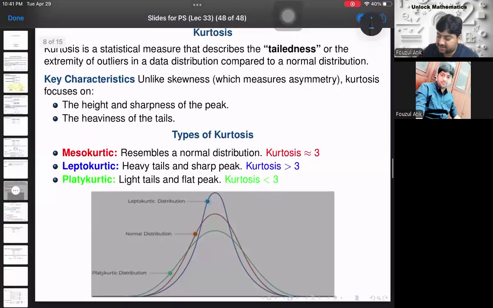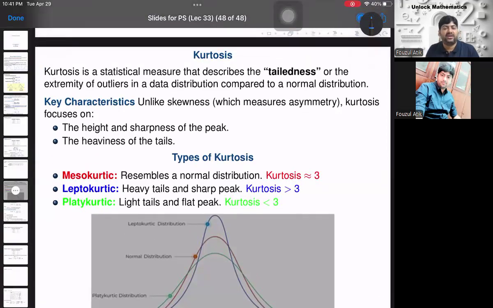Now I'm going to discuss another parameter which again describes the shape of the distribution, called kurtosis. Now what is kurtosis? Kurtosis is a statistical measure that describes the tailedness, or the extremity of outliers, in a data distribution compared to a normal distribution. So it measures how the shape depends compared to a normal distribution. Its key characteristic is that it measures the height and sharpness of the peak.